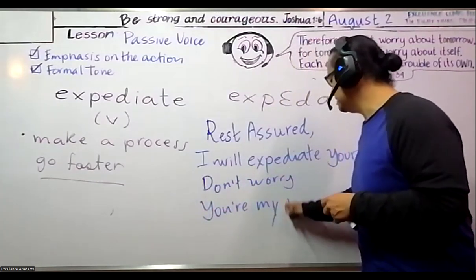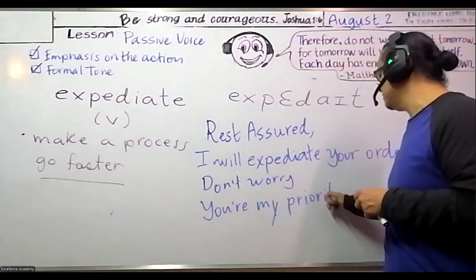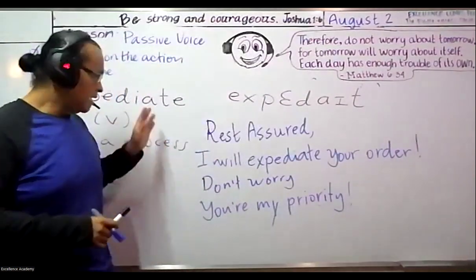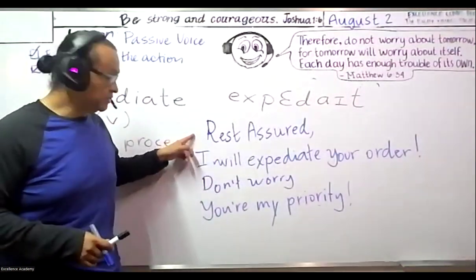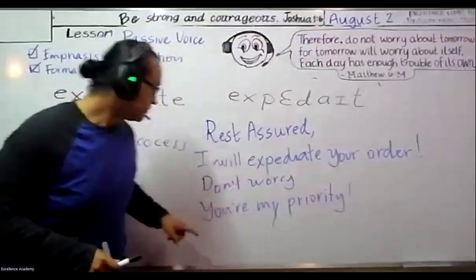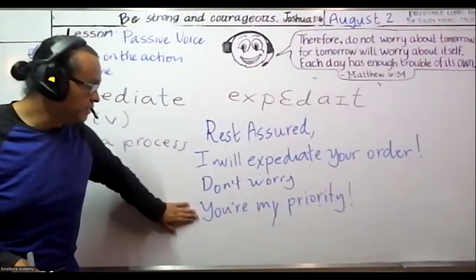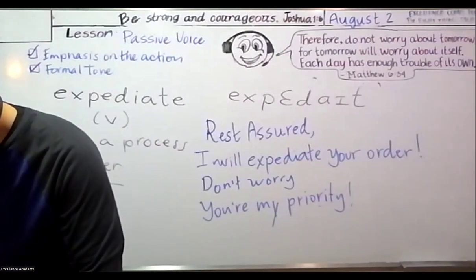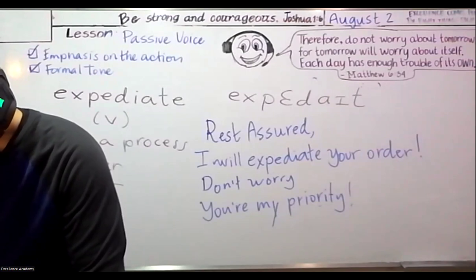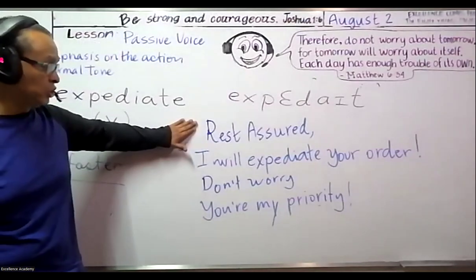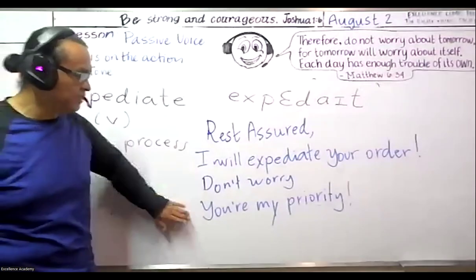All right, let's practice this awesome assurance statement with expedite. Okay, ready, guys? Rest assured, I will expedite your order. Don't worry, you're my priority. Everyone? All right, write it down if you're working in a call center and for your role plays. All right, let's wrap up this first part of the class. Everybody, let's say, rest assured, I will expedite your order. Don't worry, you're my priority.